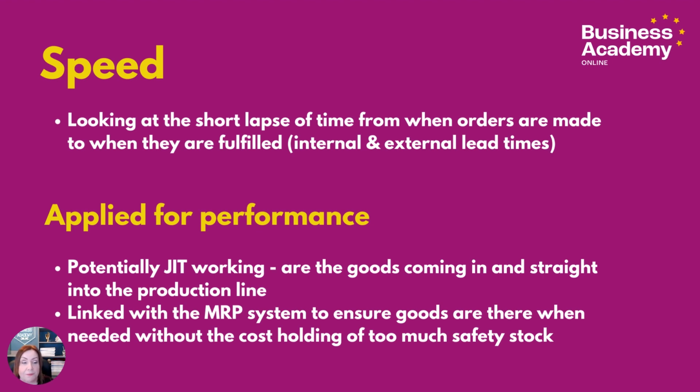And to apply that to performance, this could help us to potentially bring in just-in-time working and check how effective our just-in-time approaches are. Are the goods coming in and going straight into the production line? Never too early, never too late, but just in time. Linked with the MRP system, so your material requirements planning system, the forecasting or scheduling system, to ensure that goods are there when needed without having to hold a ton of safety stock, which ends up costing an organization money. So it can actually save you money, make you more efficient, and manage risk in terms of your supply chain.